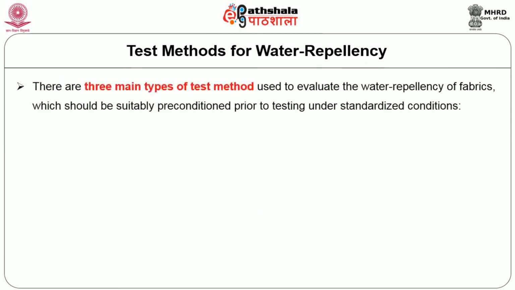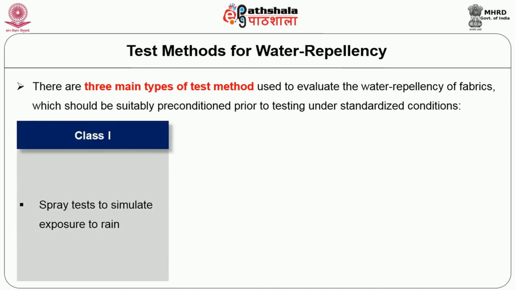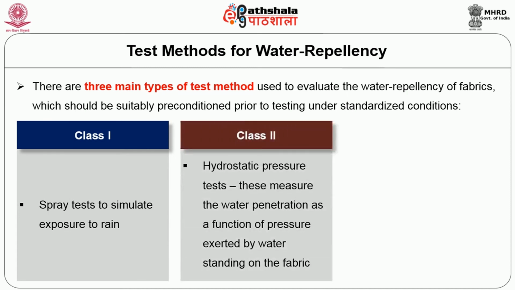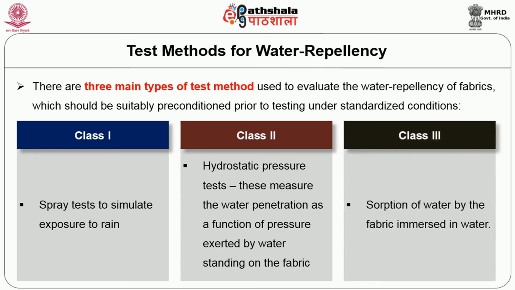There are three main types of test methods used to evaluate the water repellency of the fabrics, which should be suitably preconditioned prior to testing under standardized conditions. Class 1 is the spray test to simulate exposure to rain. Class 2 is the hydrostatic pressure test. These measure the water penetration as a function of pressure exerted by water standing on the fabric. Class 3 is absorption of water by the fabric immersed in water.